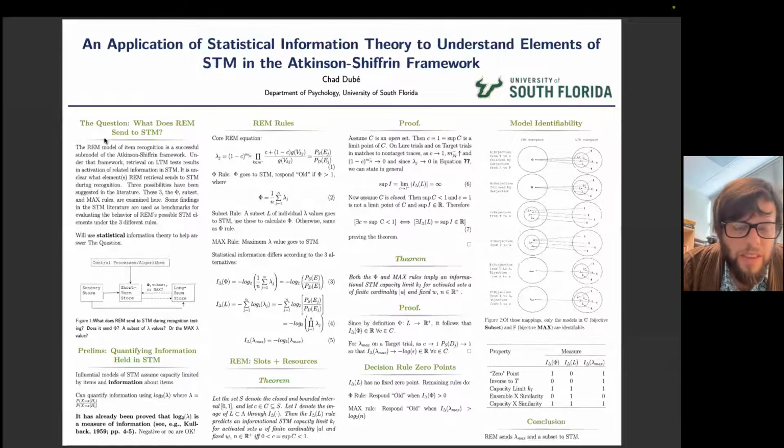What this poster is about is a really simple question, I think. Basically, we have this very famous model of memory at a very large scale.